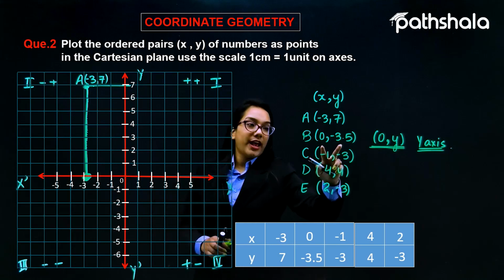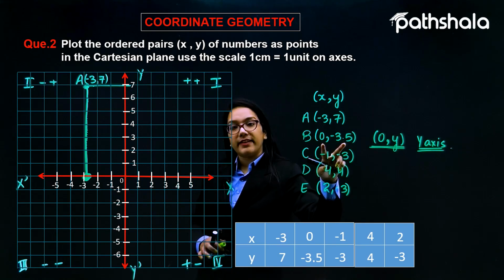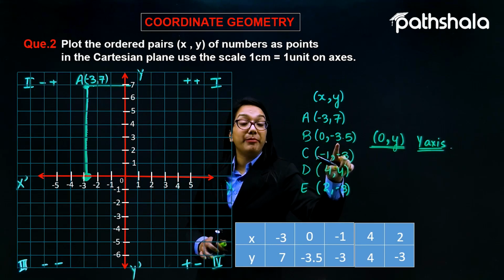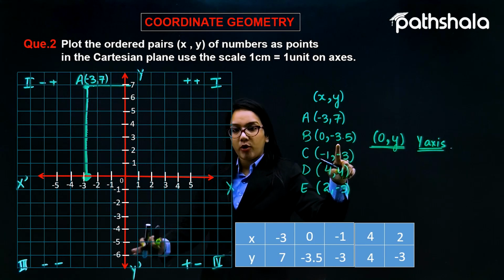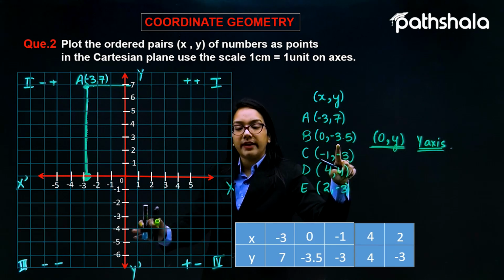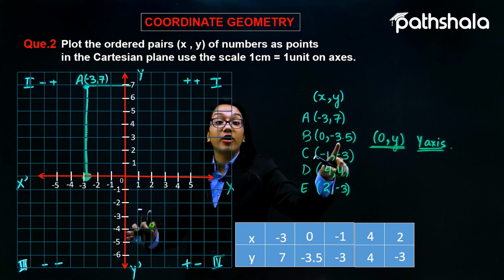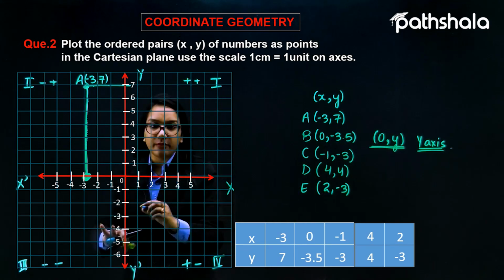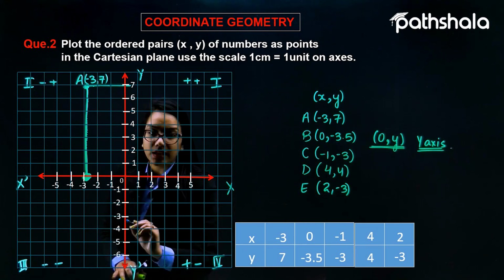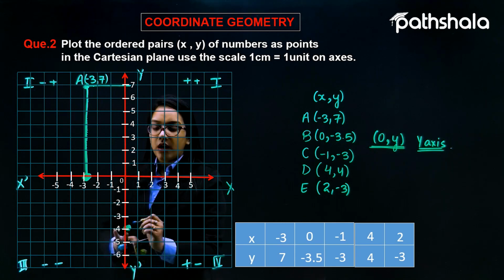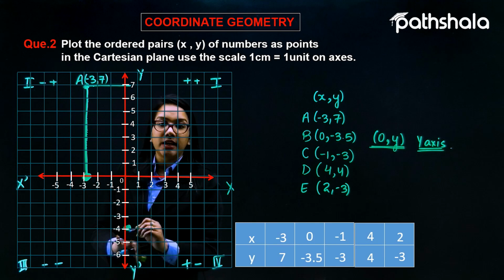So it says we have 0 comma minus 3.5. It means we are talking about y being negative, so this point lies on the negative y-axis. 3.5 means it is lying in between minus 3 and minus 4. So let us suppose I am taking the center point as this one. This is nothing but minus 3.5, a value in between minus 3 and minus 4.